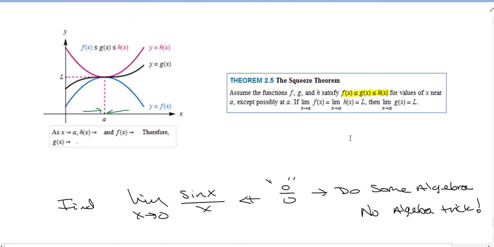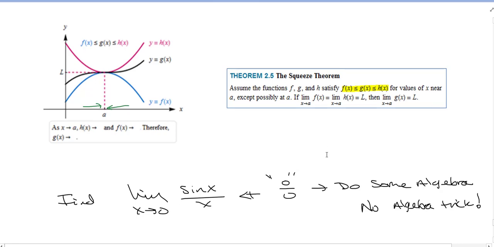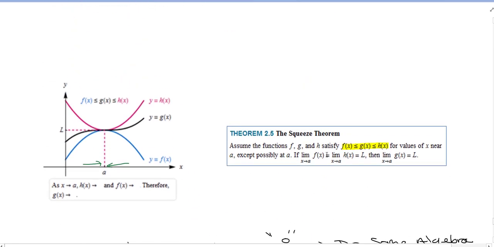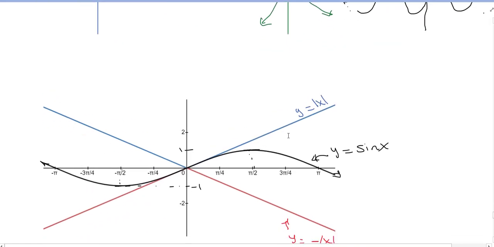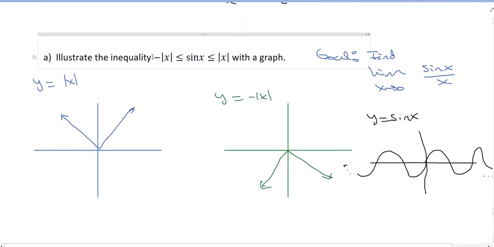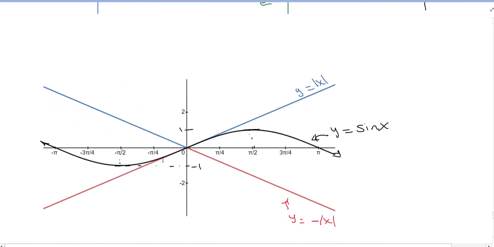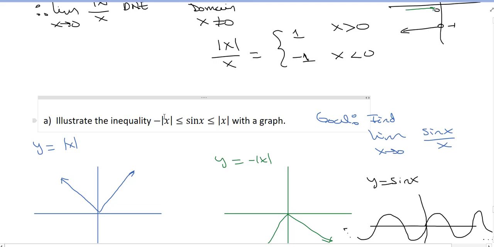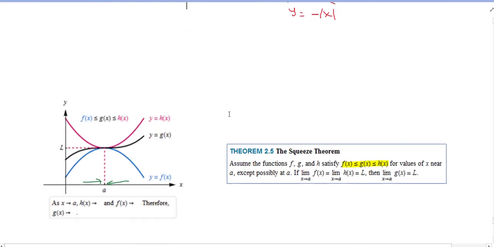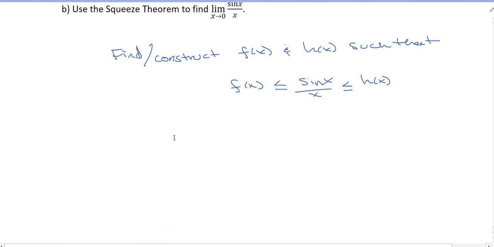So the squeeze theorem says as long as your g of x is sandwiched between two functions, then they're all going to have the same limit. All right, so in our previous work up here, we were able to say that sine x is between the negative absolute value of x and the absolute value of x, and we were able to show this graphically. So I'm going to steal this because it's important for constructing my functions. So this we already know.